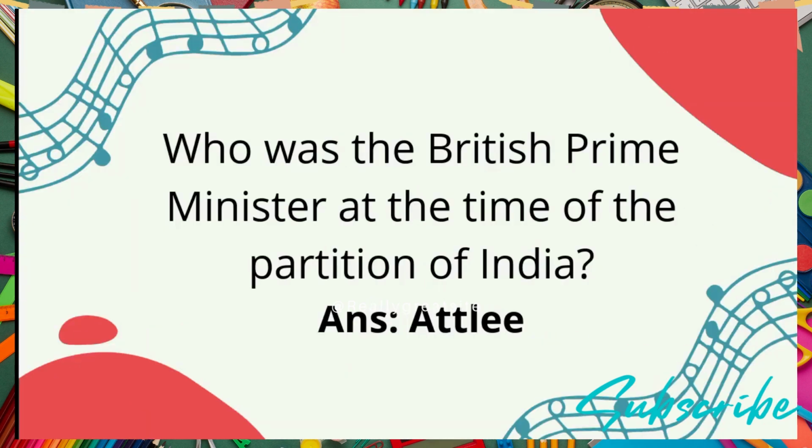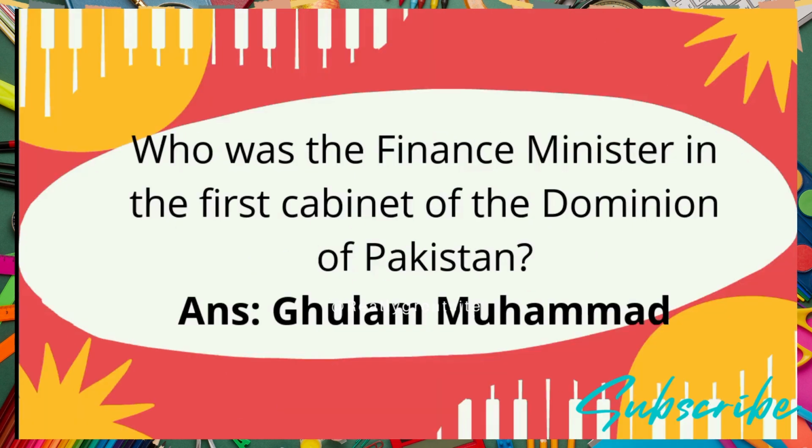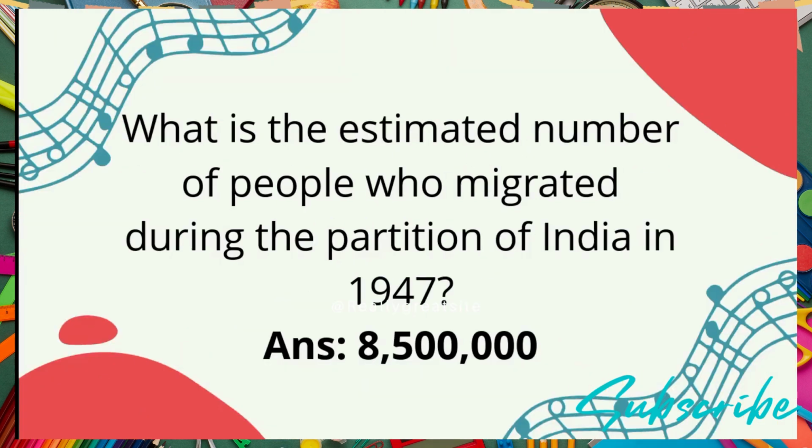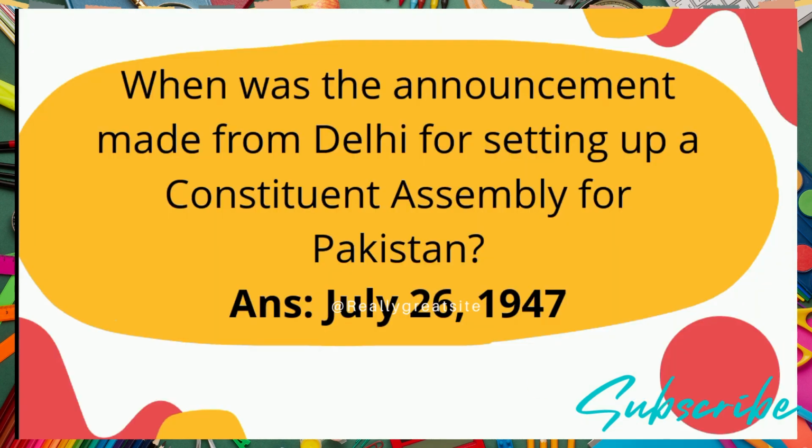Who was the British Prime Minister at the time of the partition of India? Attlee. Who was the Finance Minister in the first cabinet of the Dominion of Pakistan? Ghulam Muhammad. What is the estimated number of people who migrated during the partition of India in 1947? 85 lakh. When was the announcement made from Delhi for setting up a Constituent Assembly for Pakistan?